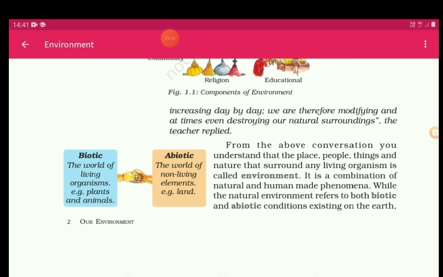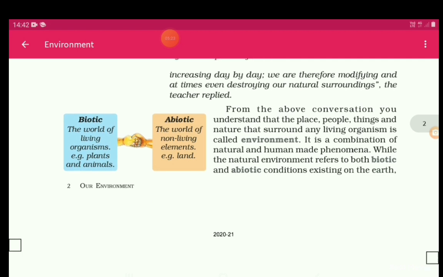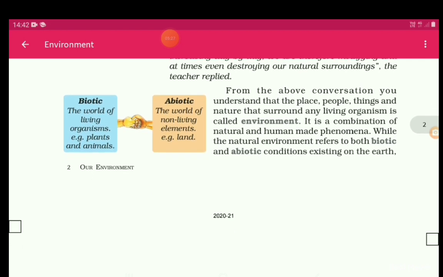Increasing day by day. We are therefore modifying and at times even destroying our natural surroundings, the teacher replied. From the above conversation, you understand that the place, people, things, and nature that surrounds any living organisms is called environment. It is a combination of natural and human-made phenomena, while the natural environment refers to both biotic and abiotic conditions existing on the earth.